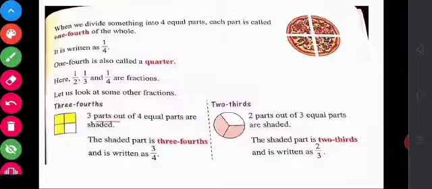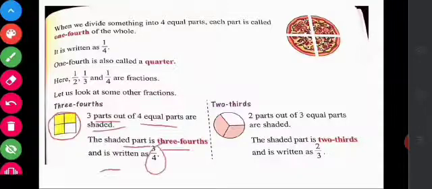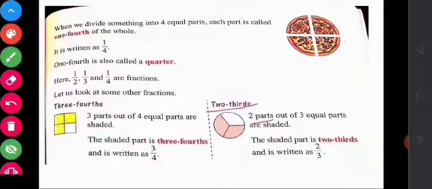3 parts out of 4 equal parts are shaded. The shaded part is 3/4 and it is written as 3/4. And the next one, 2/3. 2 parts out of 3 equal parts are shaded. The shaded part is 2/3 and is written as 2/3.